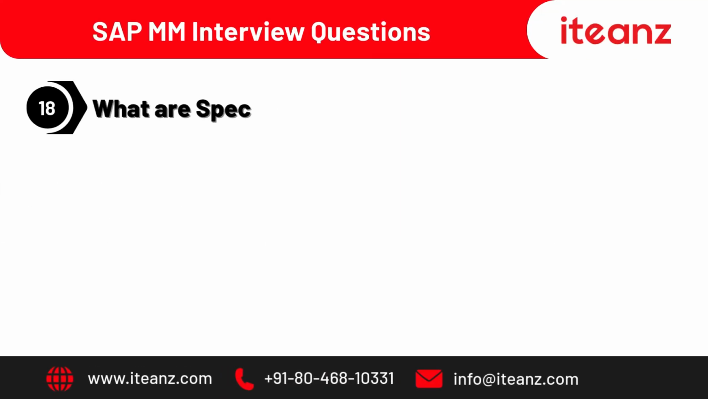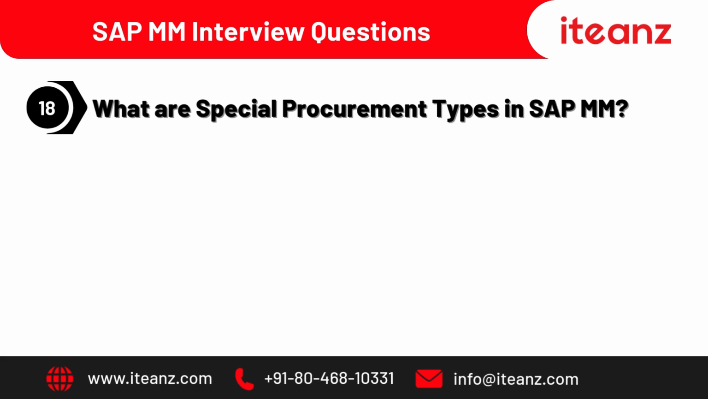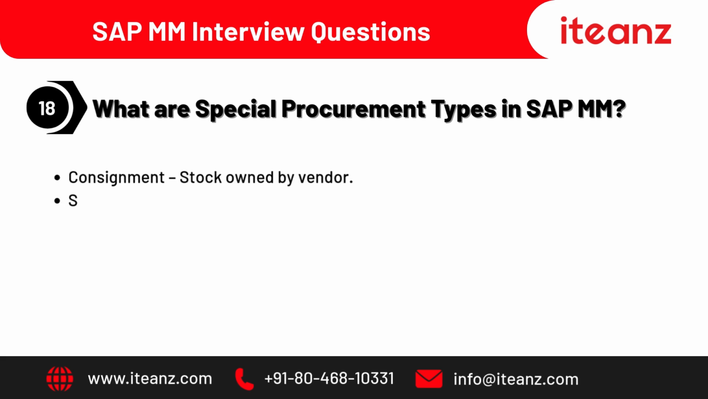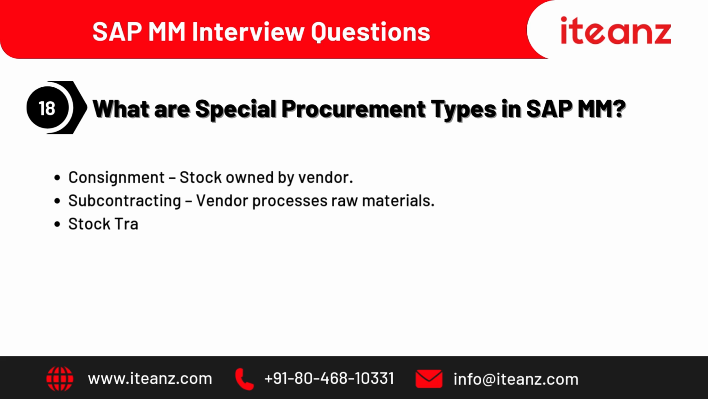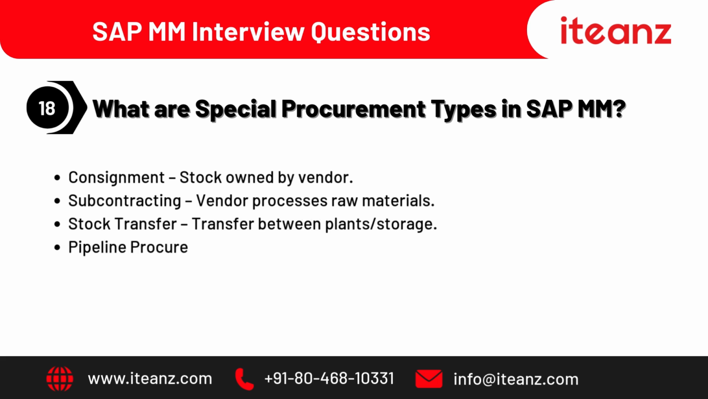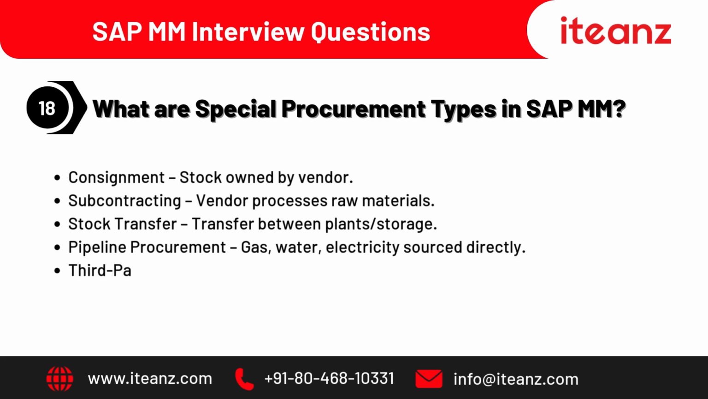What are special procurement types in SAP MM? Consignment: stock owned by vendor. Subcontracting: vendor processes raw materials. Stock transfer: transfer between plants or storage. Pipeline procurement: gas, water, electricity sourced directly. Third-party procurement: vendor ships directly to customer.